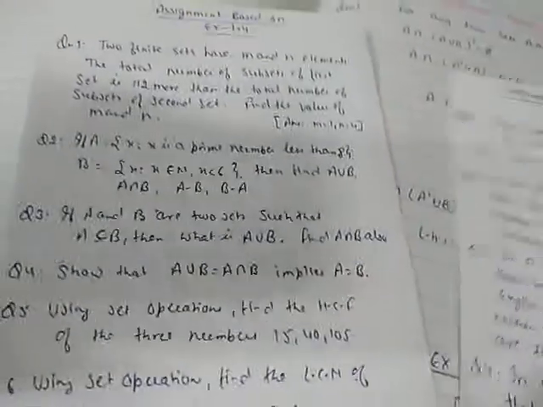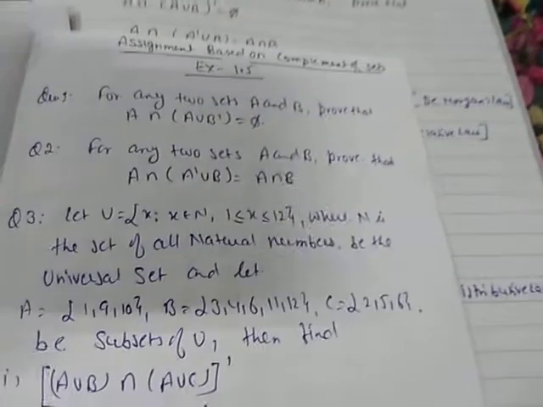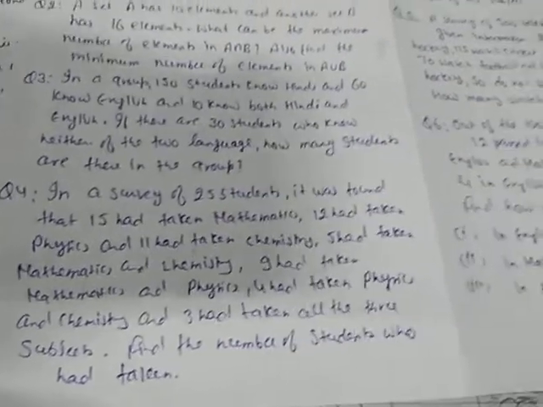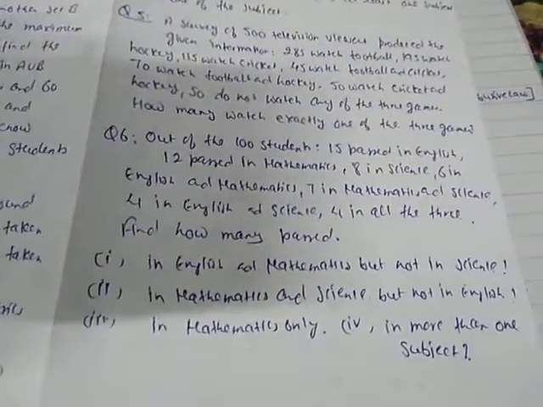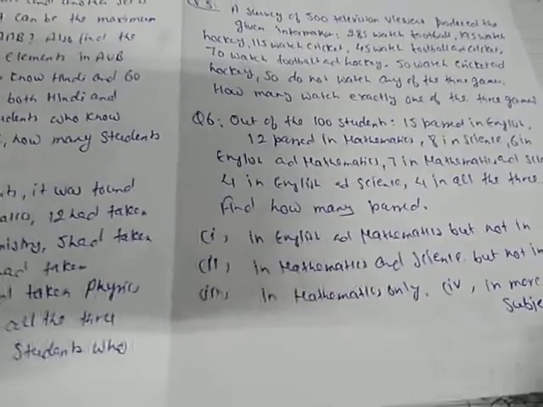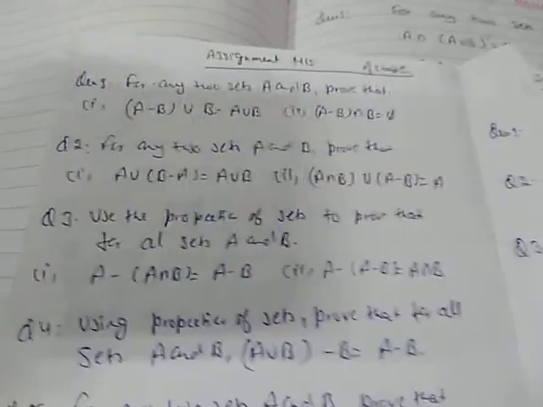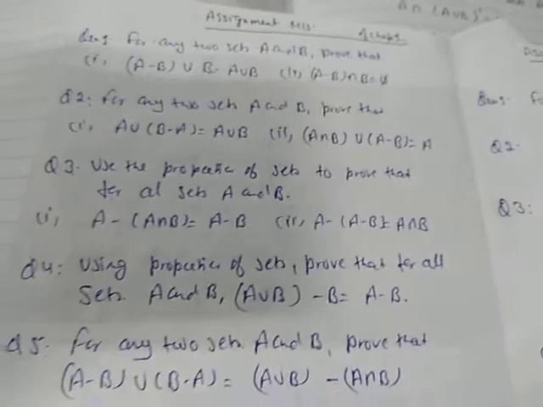And assignment number 1.5 is this one, based on complement of a set. And assignment number 6 is related to practical problems. Here 2 and 3 sets questions are given. Total 6 questions are in assignment number 1.6. And the last assignment is assignment number 7, that is based on miscellaneous.